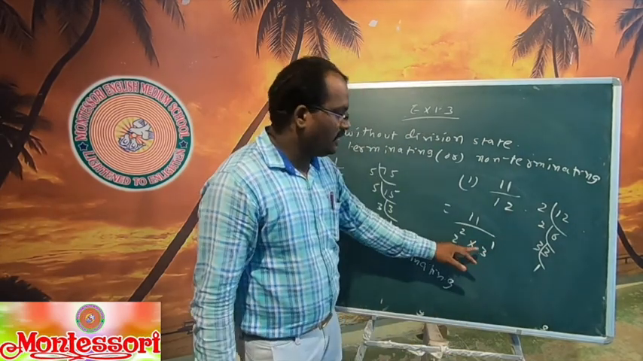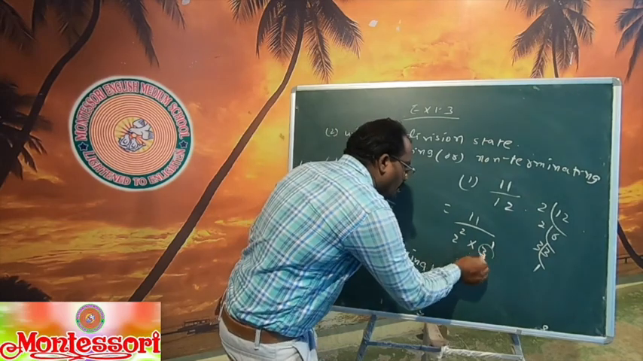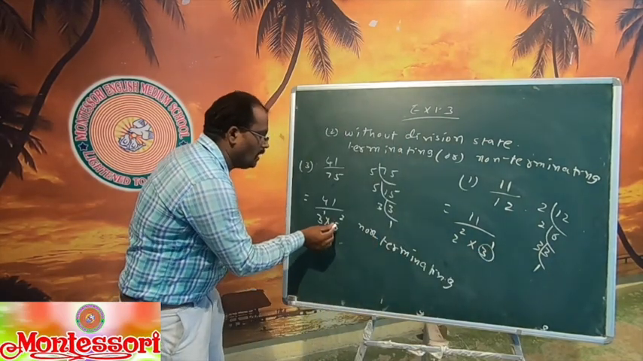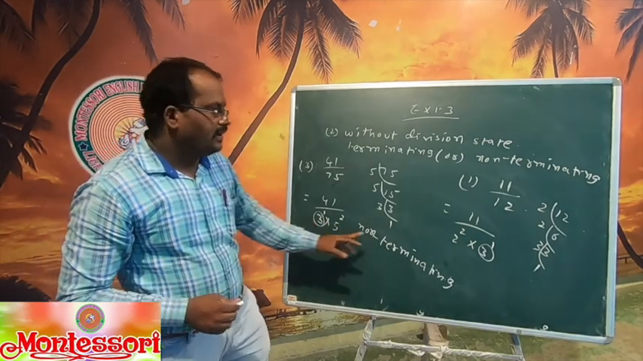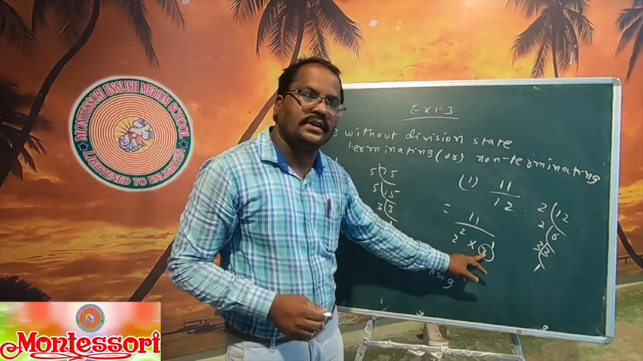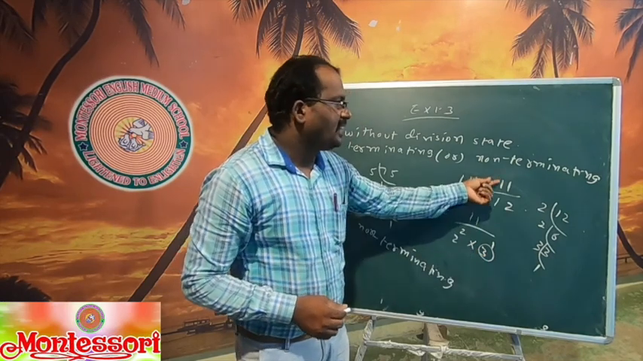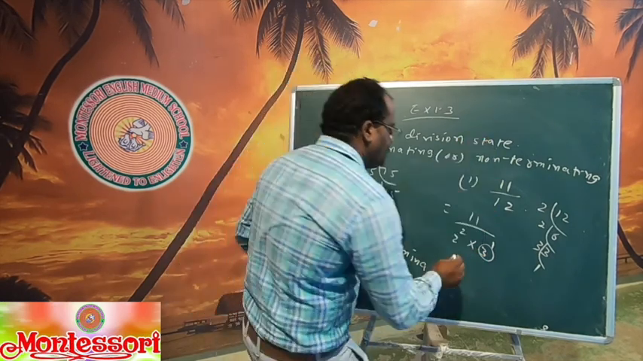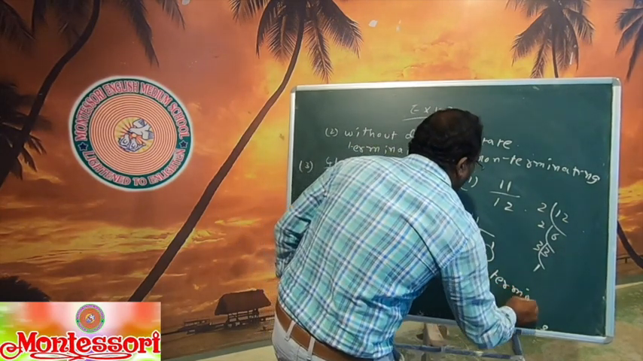But 2 is there, but you need 5. But here 3 is there. So this is the complement. Here also this is the complement. So here 5 along with 3, but here 2 along with 3. So 3 is not a requirement. The requirement is 5. So this fraction is called non-terminating. This is the process. Okay?